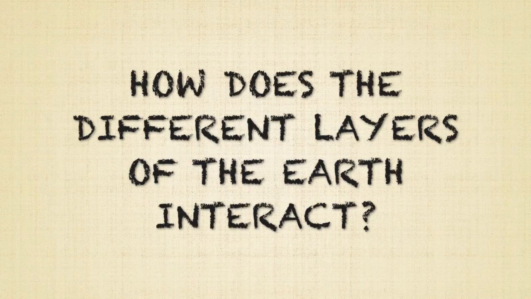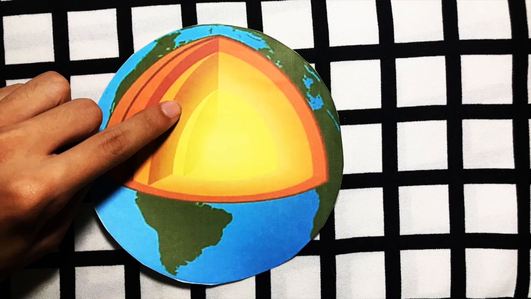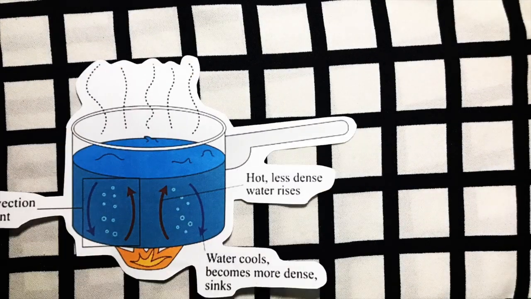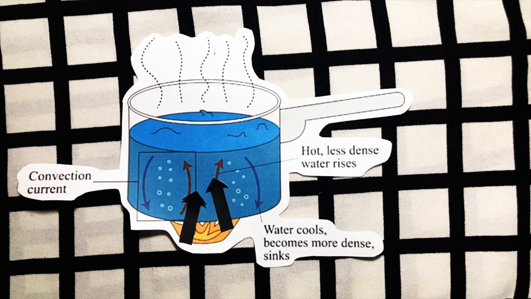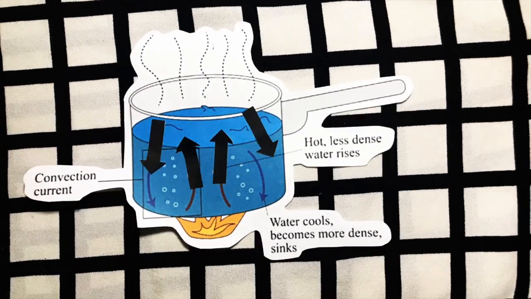How do the different layers of the Earth interact? The Earth is composed of 4 different layers: the inner core, outer core, mantle, and crust. To help you understand better, you can think of it as a pot on a stove. The Earth's core is the burner and the mantle is the boiling water. As the water near the burner heats up, it becomes less dense and rises. When it gets to the top, it cools off and sinks down towards the heat.